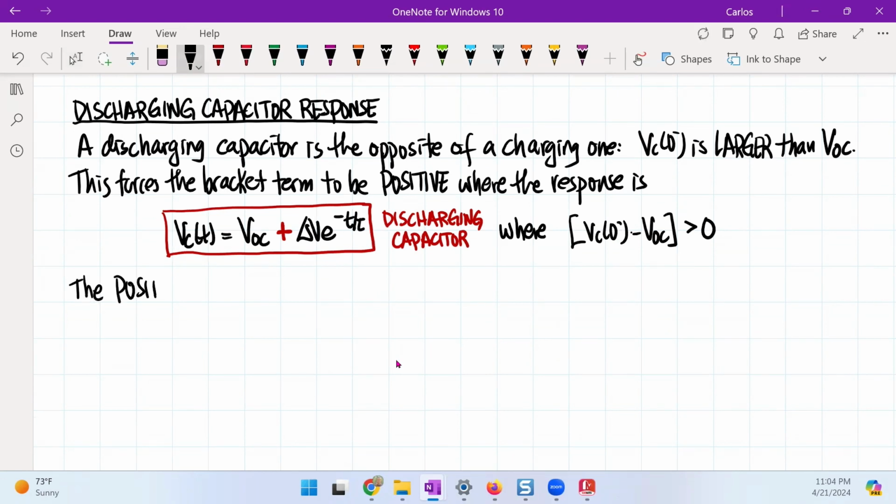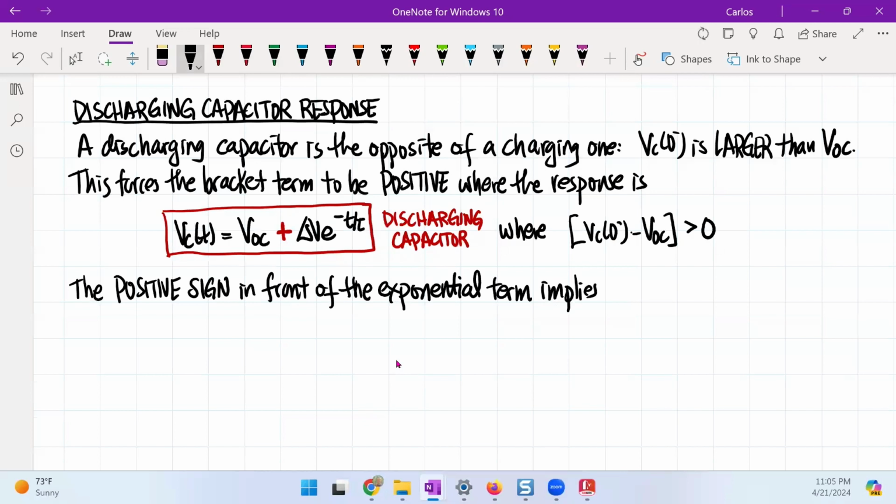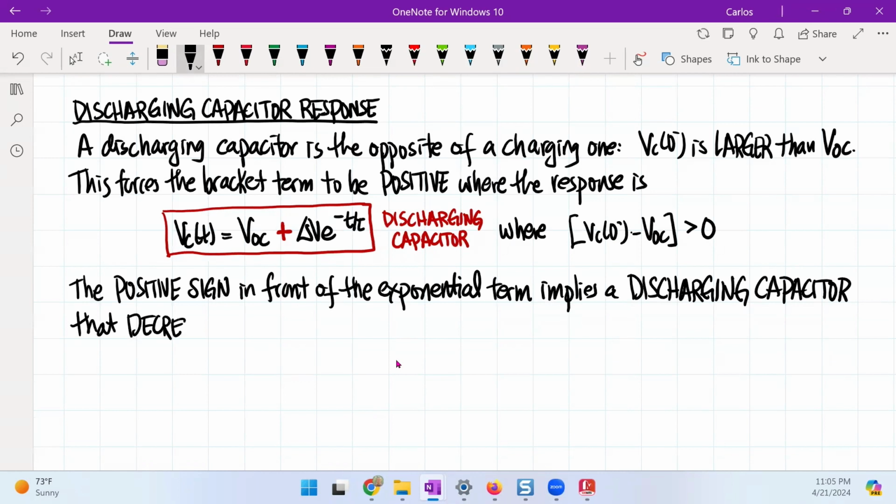The positive sign in front of the exponential term implies a discharging capacitor, that decreases its electric potential.